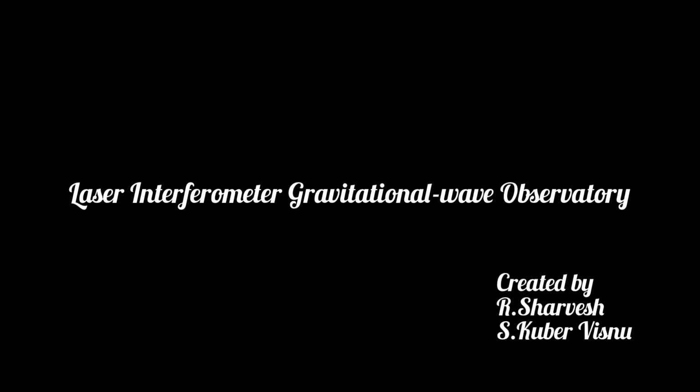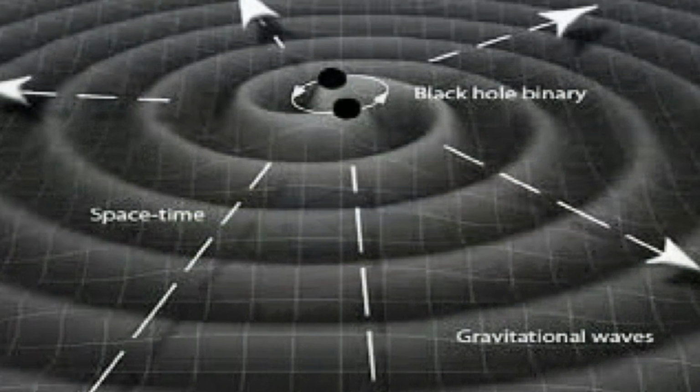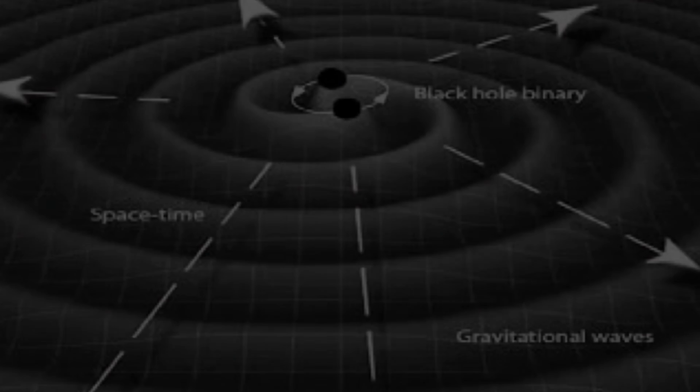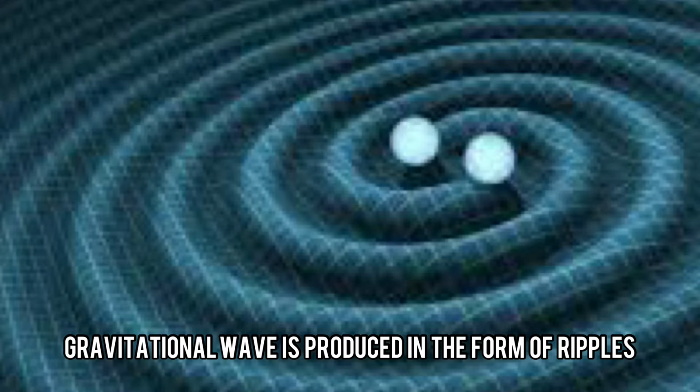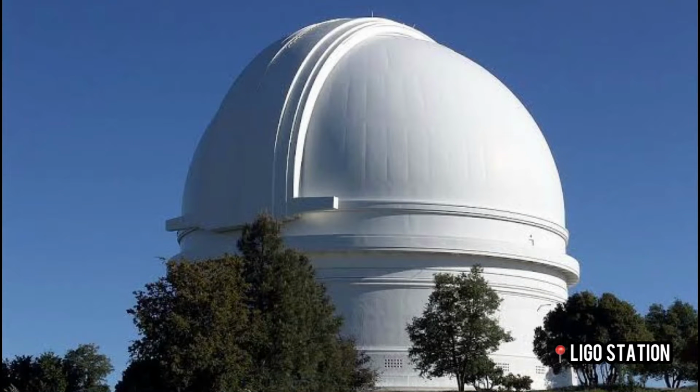LIGO is the abbreviated form of Laser Interferometer Gravitational Wave Observatory. LIGO is used to detect a gravitational wave. A gravitational wave is nothing but a ripple created in the fabric of space-time. It is the world's largest gravitational wave observatory and the most sensitive measurement device constructed to date.